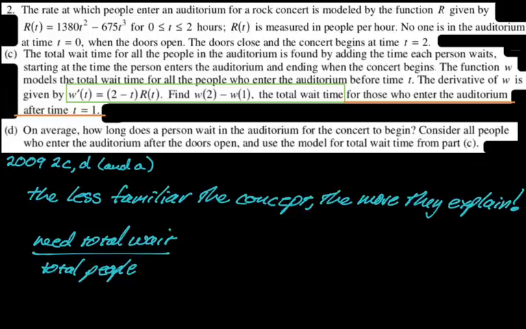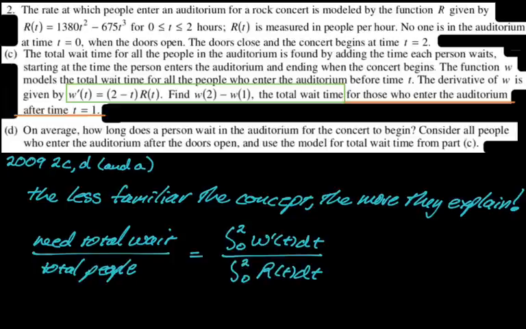So the total wait time would be calculated from when the door opens at 0 to when it closes at 2. So that's going to just be the integral from 0 to 2 of w prime of t dt. And then if you need the total people, you just want to integrate r of t from 0 to 2 because r of t is people per hour. So that's how we would do it.